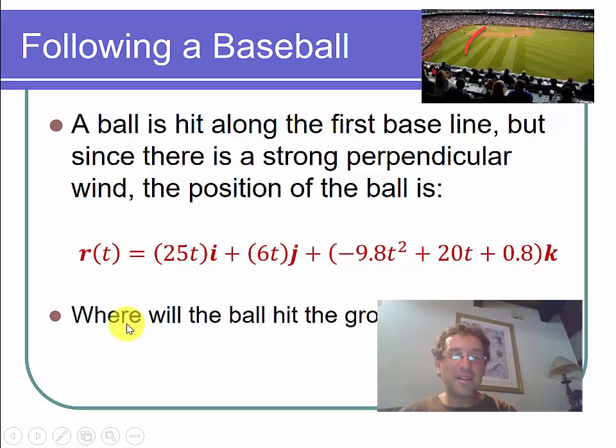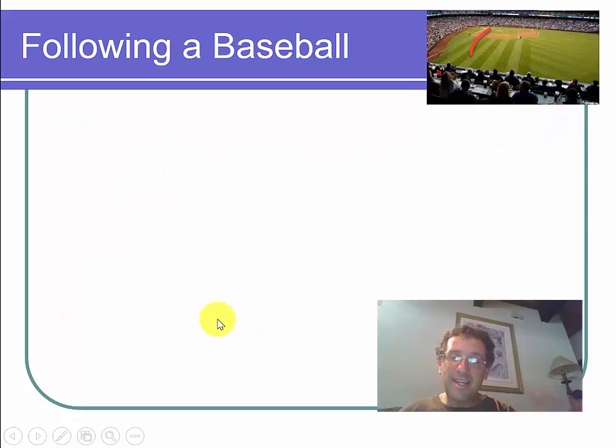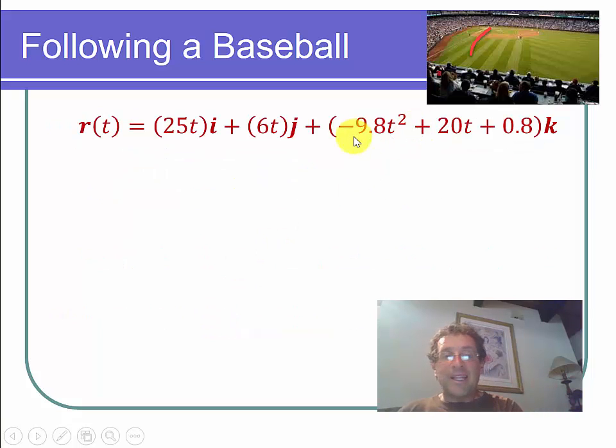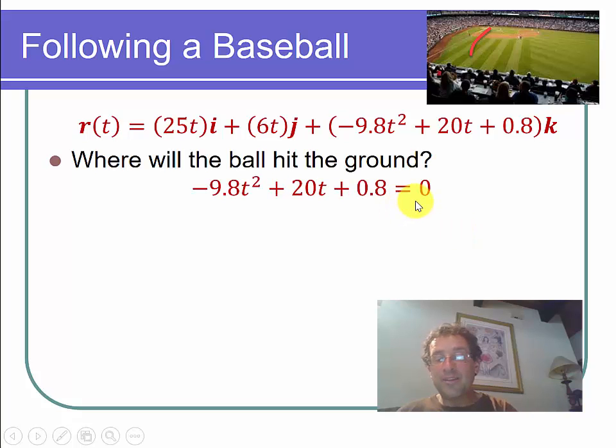So the question is, where will the ball hit the ground? So to answer this question, the key is you have to think about what is the ground. The ground happens when the k component is 0. That's where the ground is. We set the k component to be 0. Negative 9.8 t squared plus 20t plus 0.8 equals 0. And if you really want to torture yourself, you can use the quadratic formula. You could use a calculator, you could use a computer, but hopefully you know how to solve this.